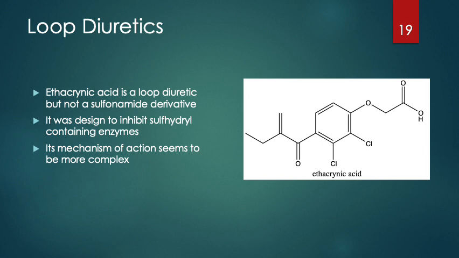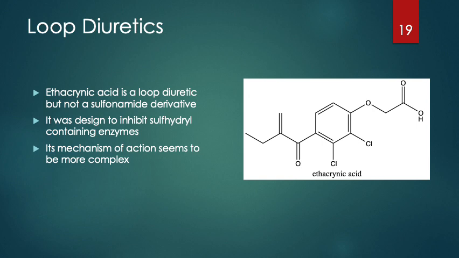Ethacrynic acid is the only loop diuretic that does not contain a sulfonamide derivative. It belongs to the phenoxyacetic acid group. So it doesn't contain any sulfonamide derivative. It doesn't contain a sulfonylurea derivative.